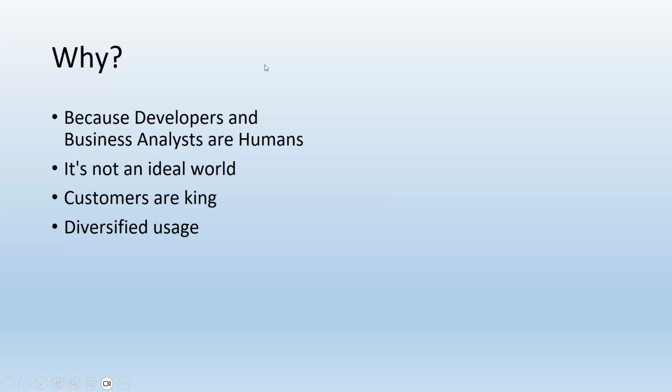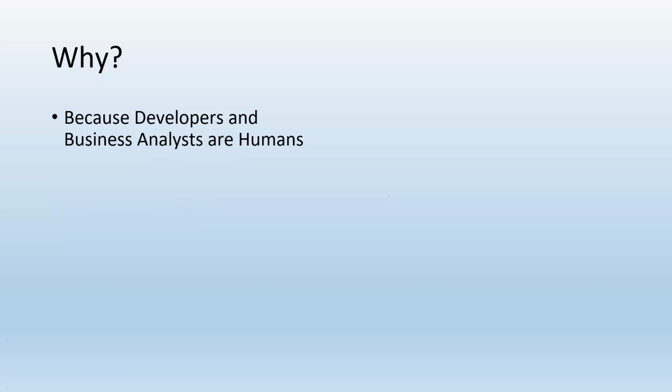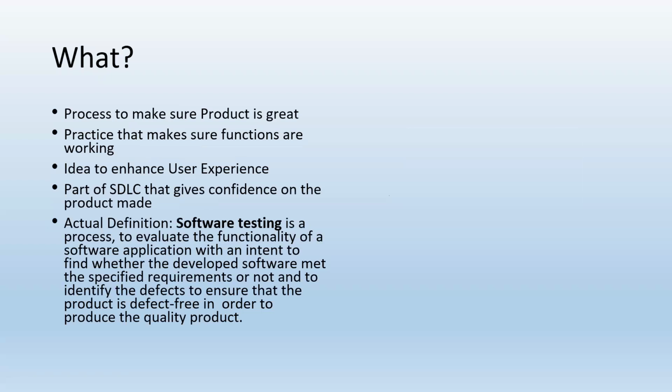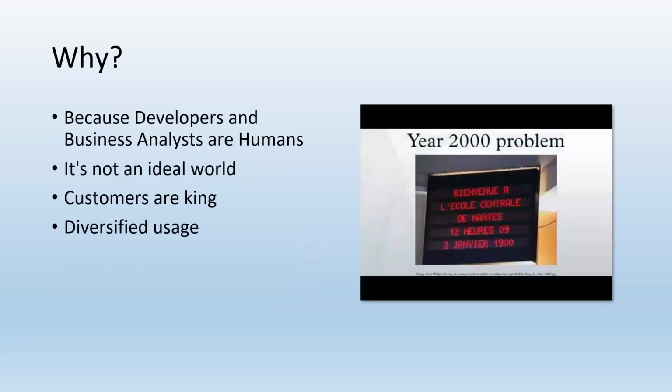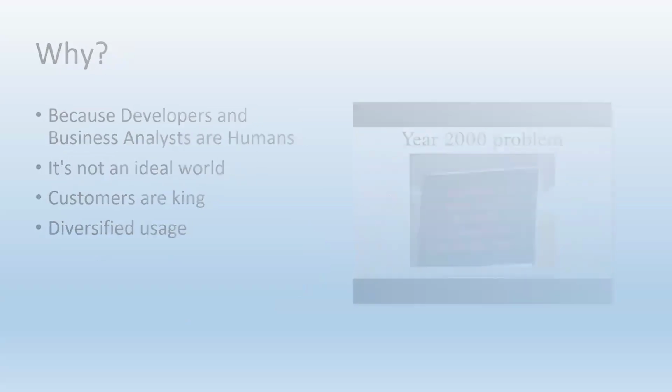All right. So we have talked about what software testing is, and we gave the actual definition. And we talked about why you have to do software testing: because developers and business analysts are humans, it's not an ideal world, customers are king, and diversified usage. So now, how do we do software testing? How can software testing happen?